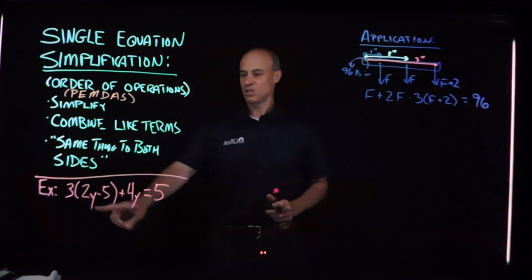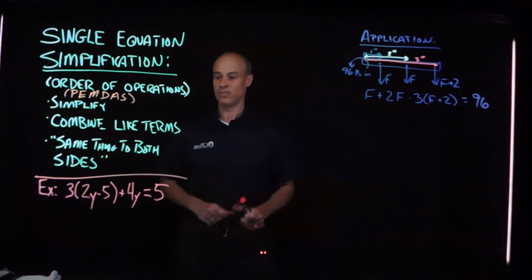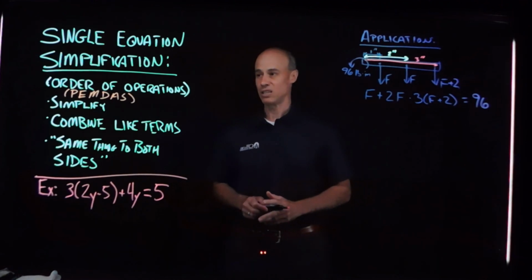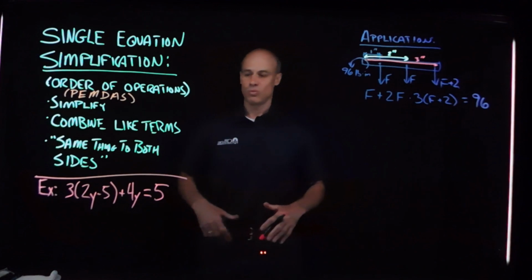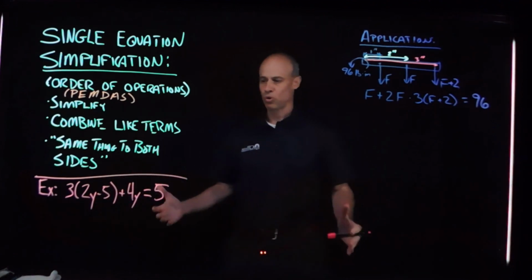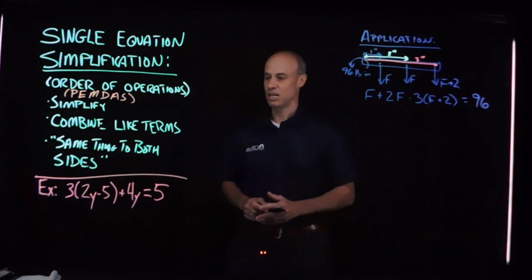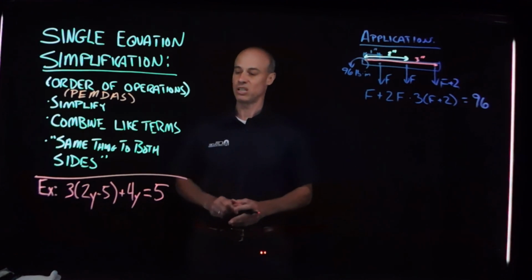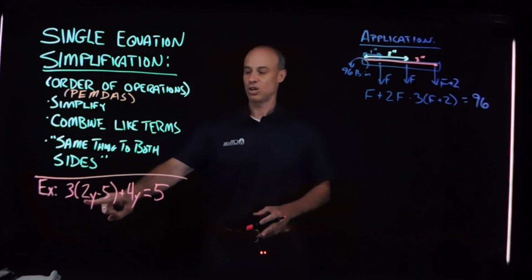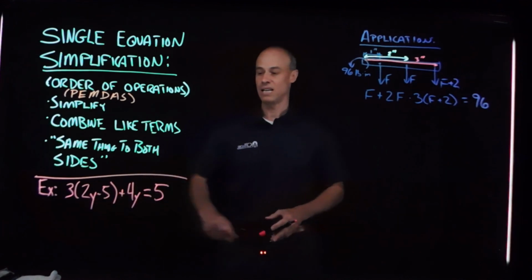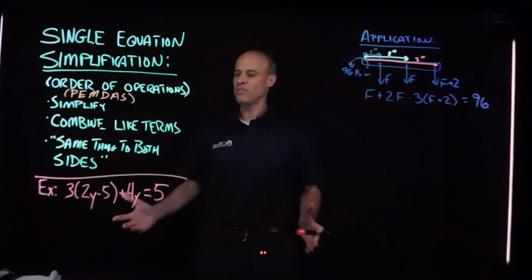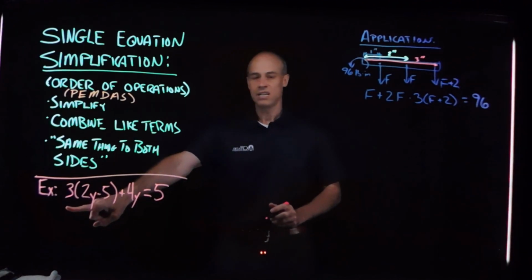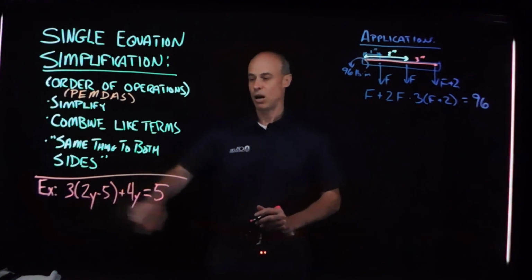So here we have an example problem where we have 3 times (2y minus 5) plus 4y equals 5. So I look at this and I say, well, what's my order of operations? What's the first thing I want to do? Well, I would look inside the parentheses here. Of course, these are not like terms, so I really can't simplify this yet. I don't have any exponents, so I'm going to move on here to my multiplication and division. And here, I'm going to have to use the distributive property.